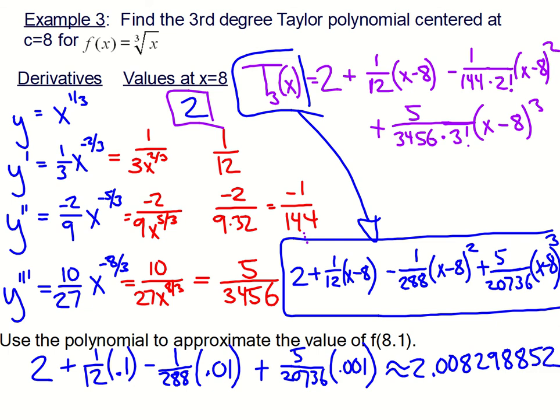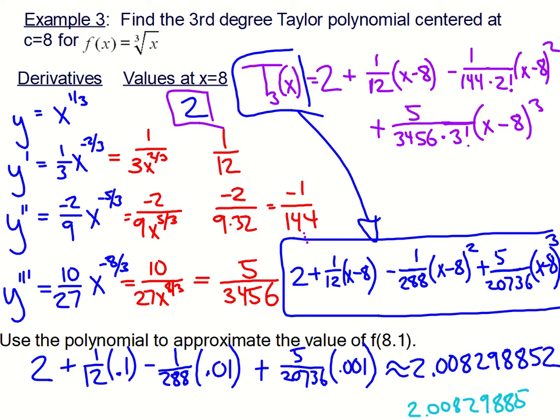That makes sense that it's something a little bit more than 2, because we know that the cube root of 8 is 2. If we actually type in our calculator the cube root of 8.1, let's see what we get. We get the actual cube root of 8.1 is 2.008298885 is the decimal places that my calculator gives me. Look how close that Taylor polynomial is. I mean, that is close to really, really far out there. You should be very impressed with that.